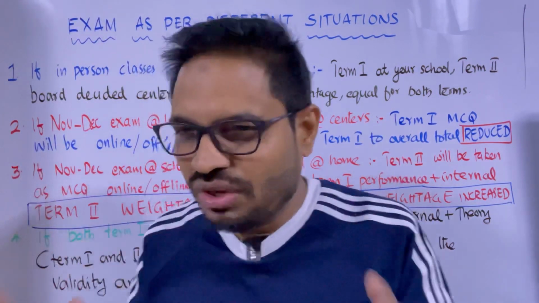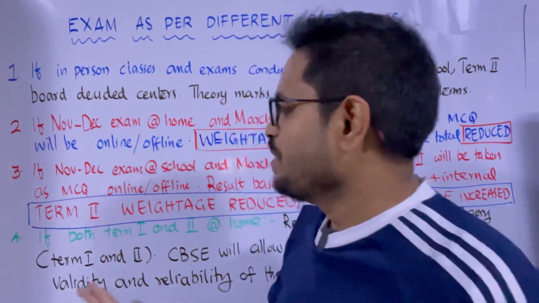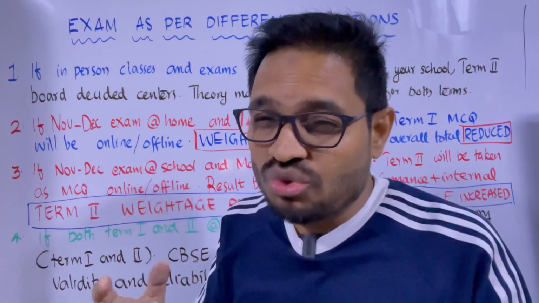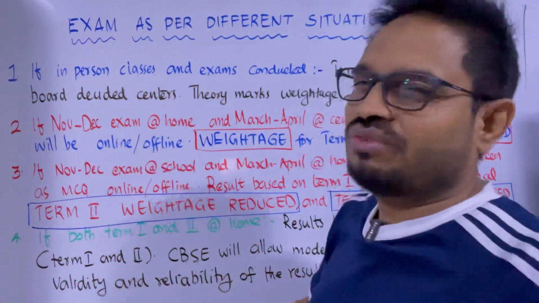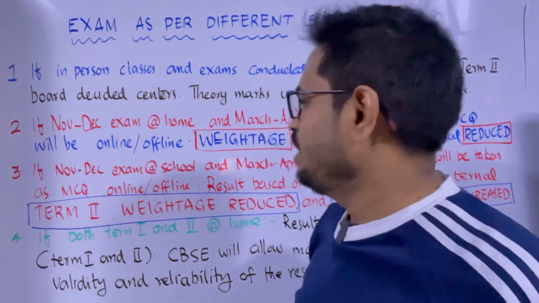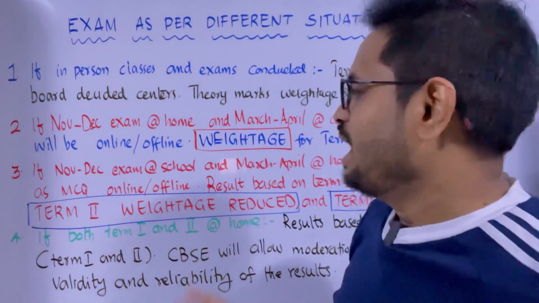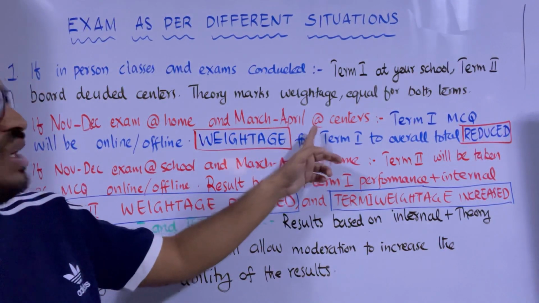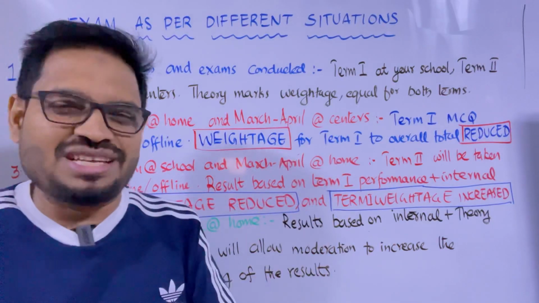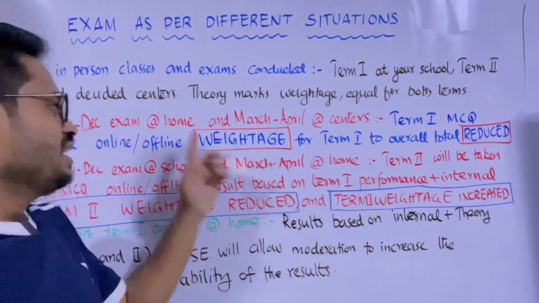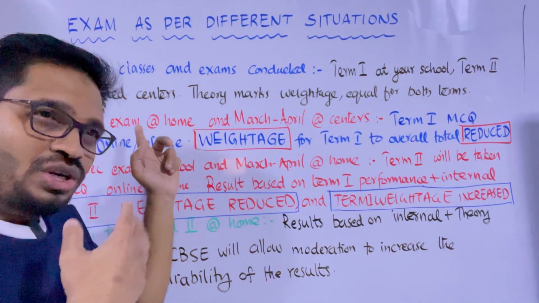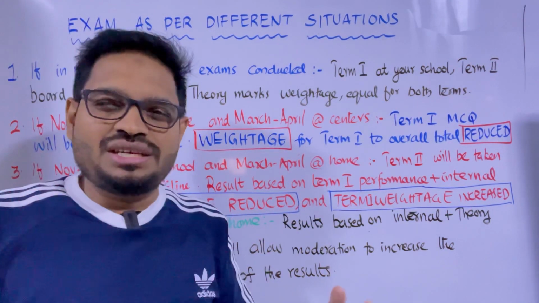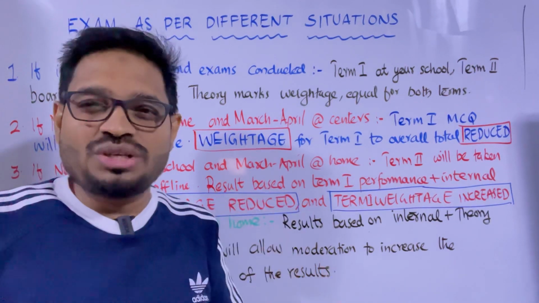Now let us go for the second hypothetical situation. If you couldn't write the November-December exams in school because of the pandemic and you wrote them at home, and the March-April exams you wrote at the centers decided by the board. I repeat, this one you couldn't write in school and wrote while sitting at home, and this one you could write in 2022 in the board's centers.